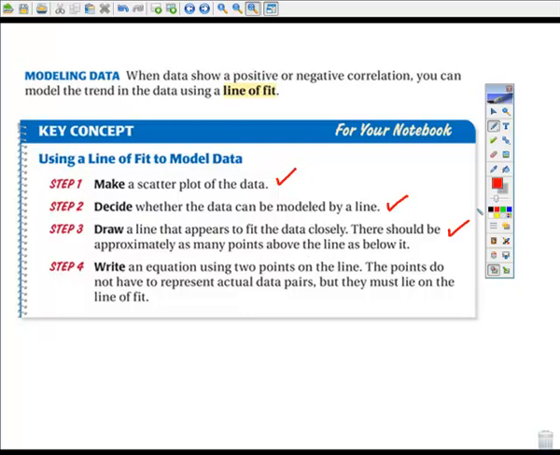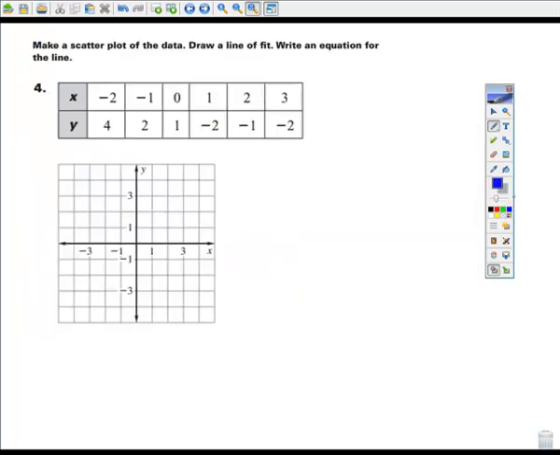And we should try to draw it so that there's approximately as many points above the line as there are below the line. And then finally, you pick 2 points that are on the line. They don't have to be data pairs from your original set of data, but they do have to be on this line of fit. And then once you have the 2 points, you can go ahead and come up with the equation of the line. So let's go ahead and do that.